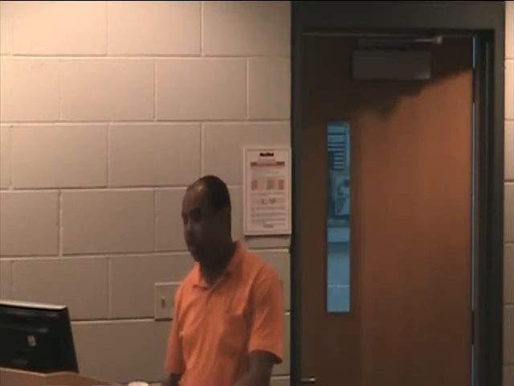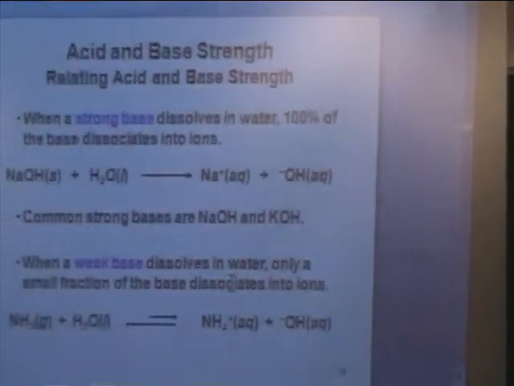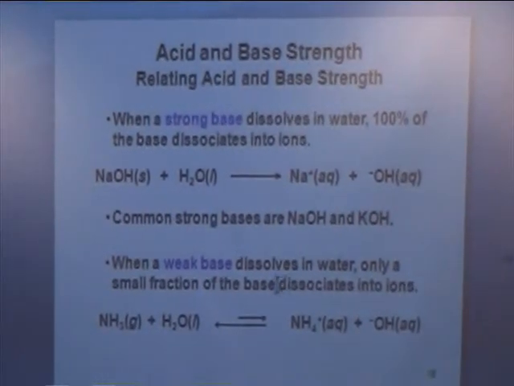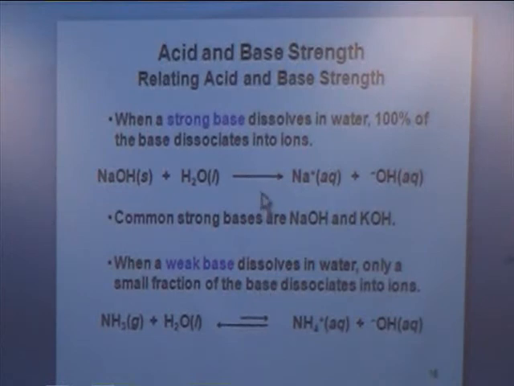A weak base dissolves in water, only a small fraction of the base dissociates, not 100%, maybe 50% or maybe 40%. Okay? So you have ions and molecules. Ammonia is considered a weak base. It is not completely dissociated, because the ammonium ion and the hydroxide ion come together and form a basic solution.